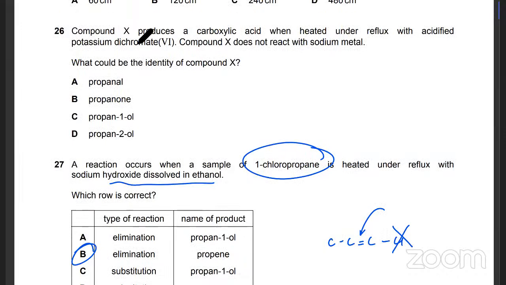26. Compound X produces a carboxylic acid when heated in reflux with dichromate(VI). Compound X does not react with sodium metal. So X produces a carboxylic acid when it's oxidized. So what could be X? Aldehyde. It could also be a primary alcohol, but since they've stated that it does not react with sodium metal, it can't be an alcohol. So it's going to be A. Is that clear?